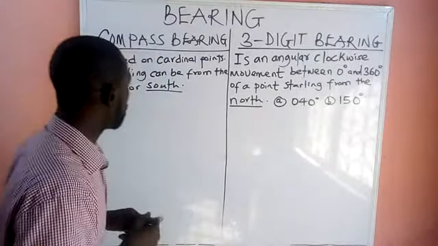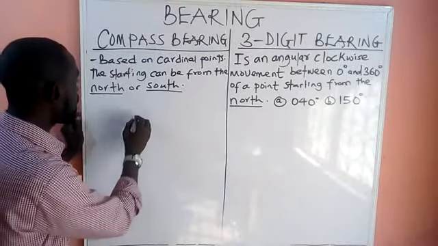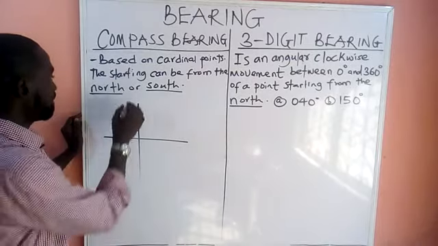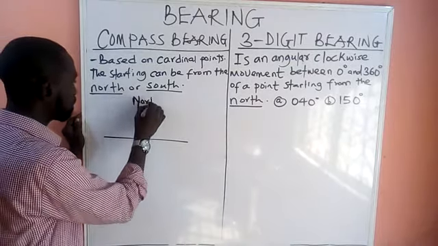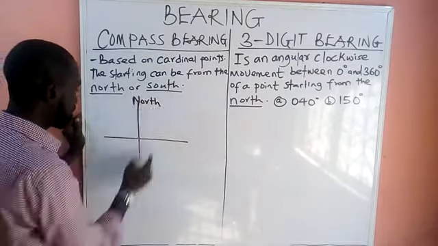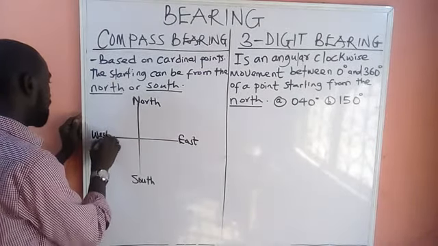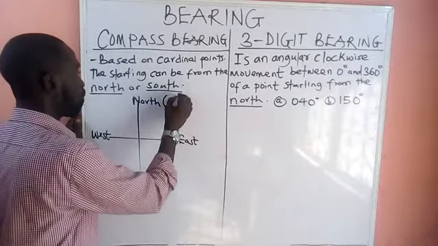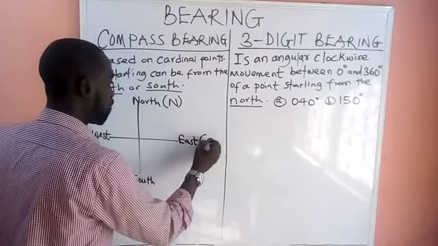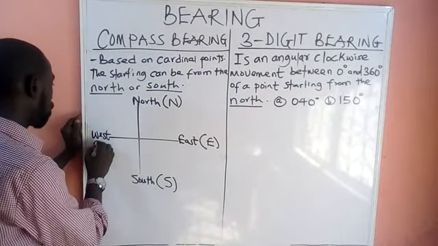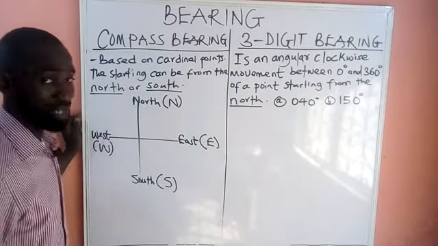Are you with me? Now, let's go to our compass. Our compass has to do with the four cardinal points. This is our north. This is our south. This is our east. And this is our west. Let's use symbols: we have N, we have E for our east, we have S for our south, and we have W for our west. Are you with me?